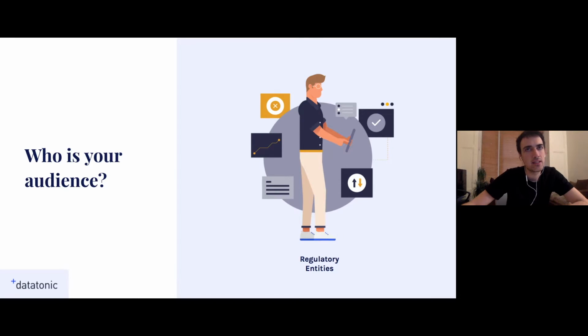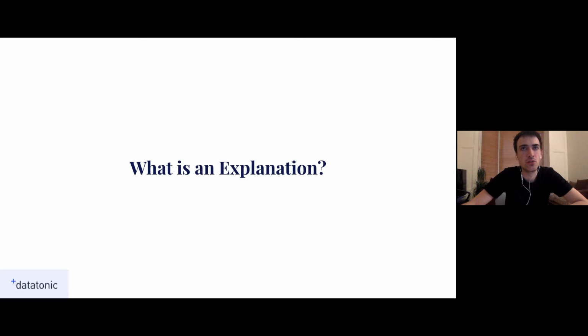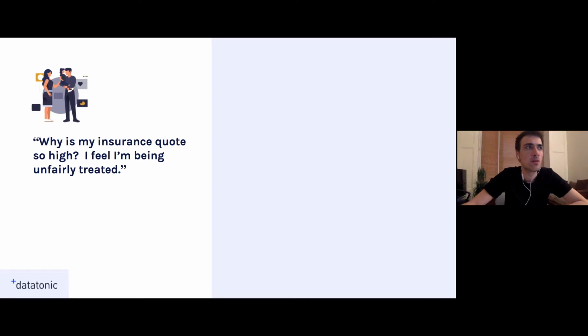So this leads us now to defining what constitutes a satisfactory explanation. And in order to do that, let's have a look at the types of questions that some of these audiences might ask. So you could have, for example, a model which is used to predict insurance premiums for members of the public. And a question that somebody may ask is, why is my insurance quote so high? I feel that I'm being unfairly treated.